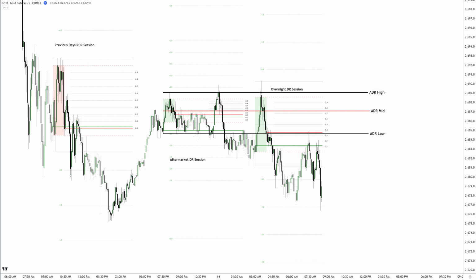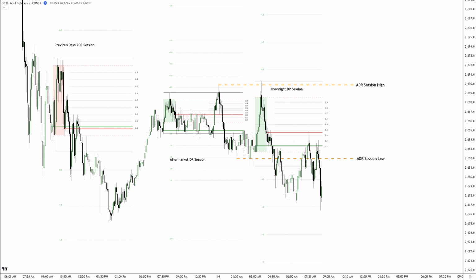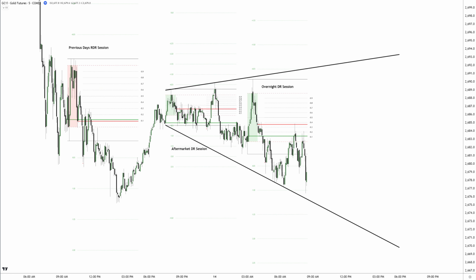By extending the aftermarket defining range levels, it's evident that the overnight DR session breached both the highs and lows of the ADR. This price action invalidates the DR upside and downside models early on, increasing the probability of a DR range expansion or even trumpet-like price action for the rest of the trading day. An ideal trumpet-like price action pattern would show price playing both sides of the market extensively, but a DR range expansion model can also continue in one direction without flipping to the other side.